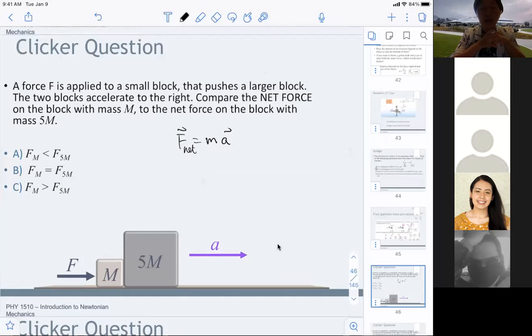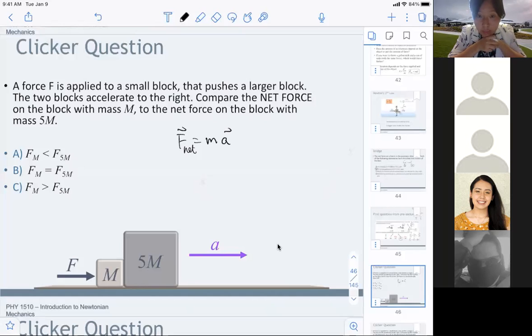We pretty much have our answers spread out across these three different options. So let me try to propose a possible reasoning for B: well, I see the same force F pushing on the two together, so possibly these blocks will have the same net force. That might be reasonable, right? What about C, that the force pushing on little m is bigger than the force pushing on 5m?